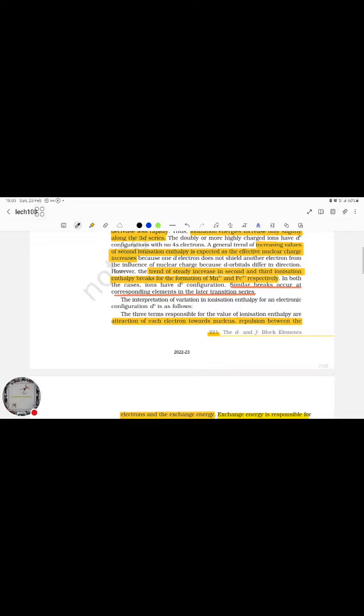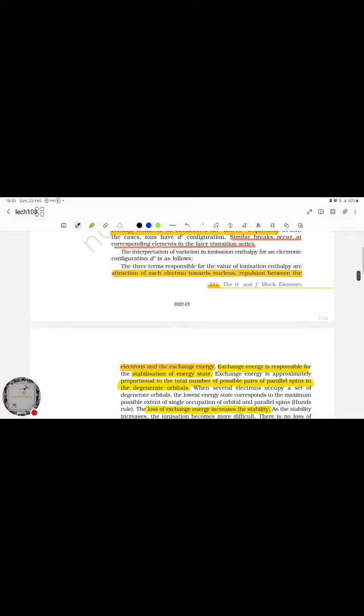So in the later transition series too, the elements below manganese and the elements below Fe will have similar breaks. In the interpretation of variation in ionization enthalpy for an electronic configuration d^n, the variation is as follows. For a d^n configuration, the three terms responsible for the value of ionization enthalpy are attraction of electron towards the atom, repulsion between the electrons, and the exchange energy. So it is on these three bases that we talk about ionization enthalpy.